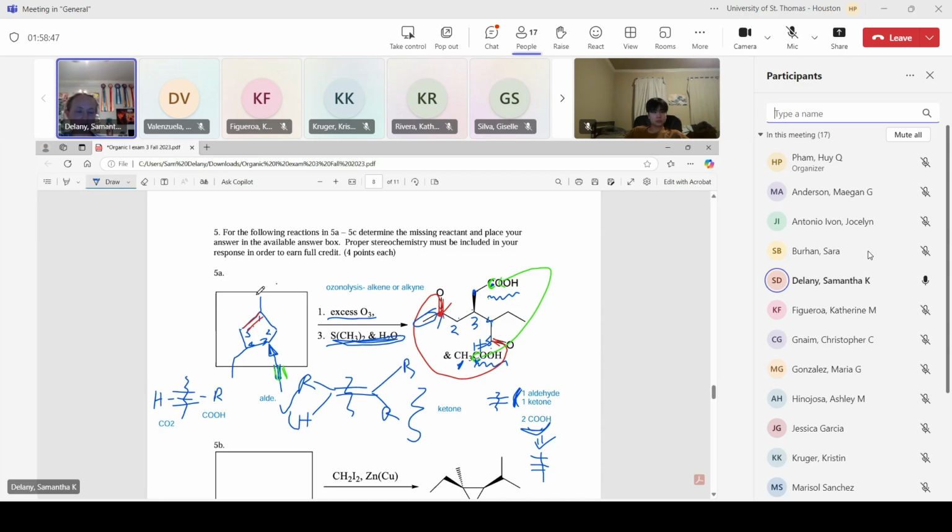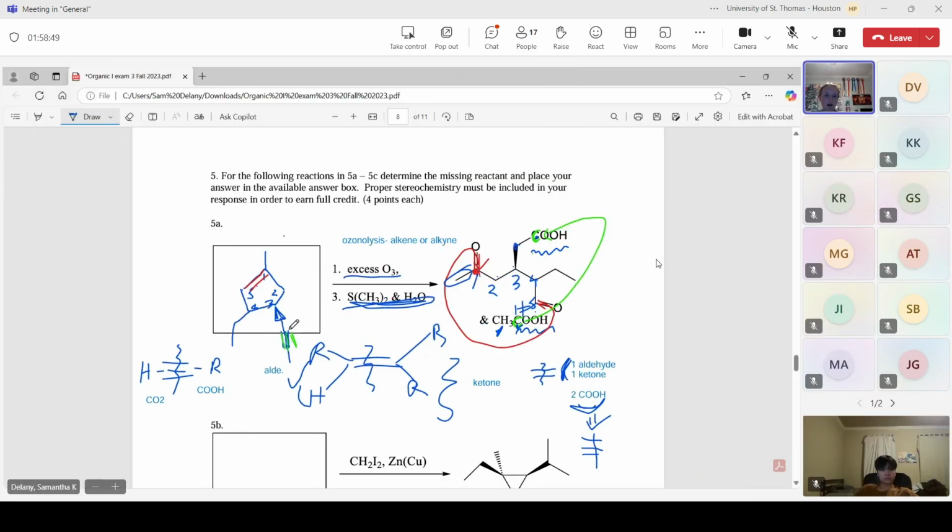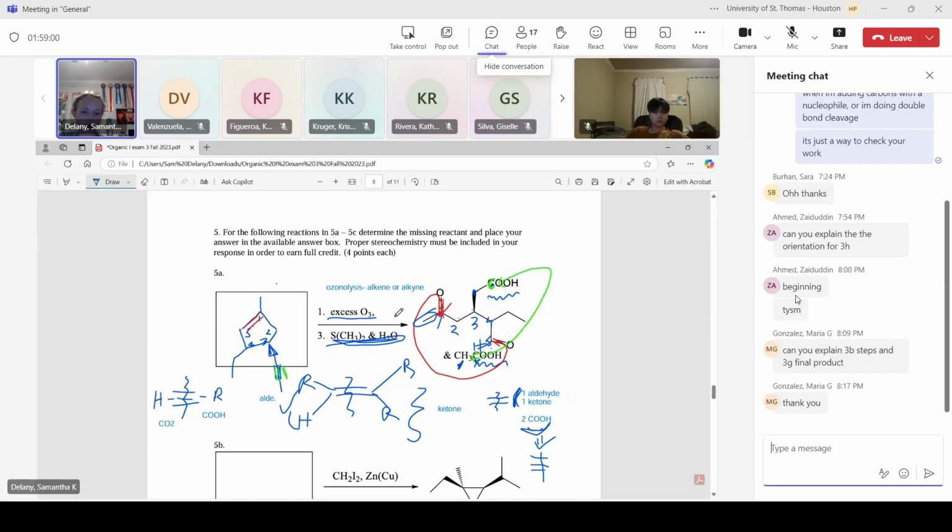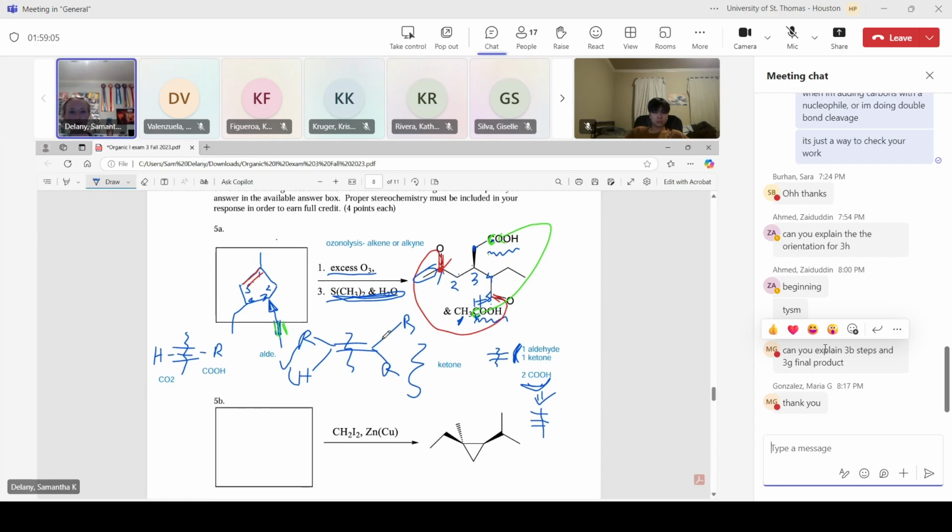1, 2, 3, 4, 5, 6, 7, 8, 9, 10, 11, 12. 1, 2, 3, 4, 5, 6, 7, 8, 9, 10, 11, 12. 12 carbons in the product, 12 carbons in the reactant. Perfect. Any questions on this one?